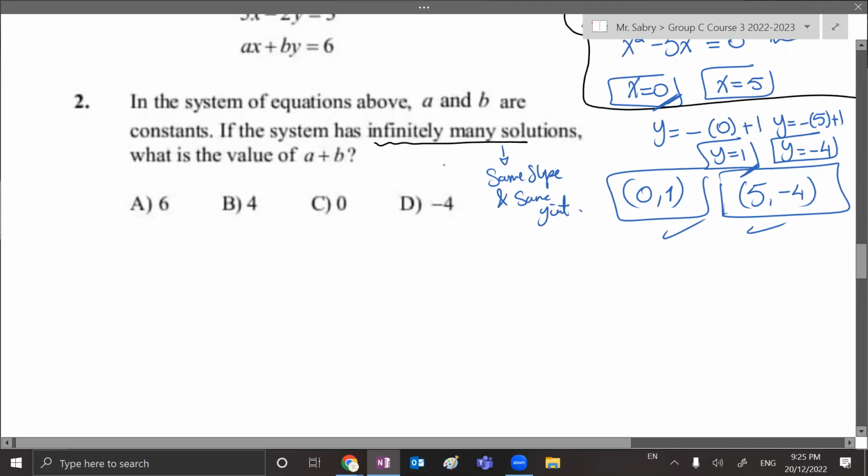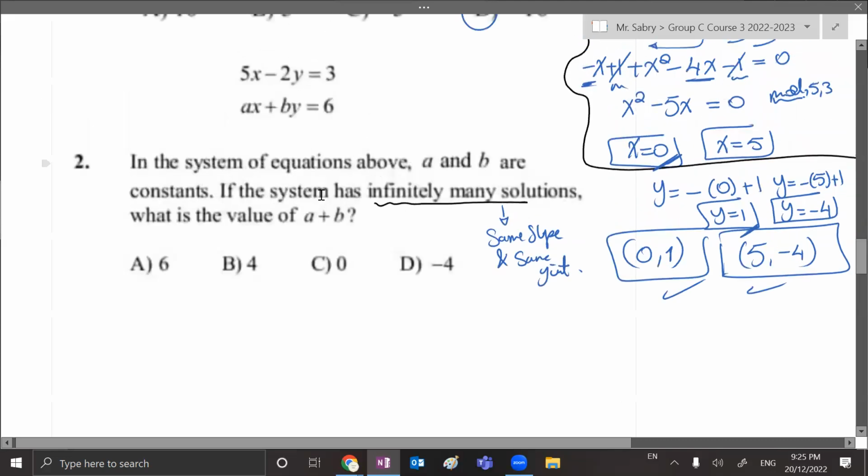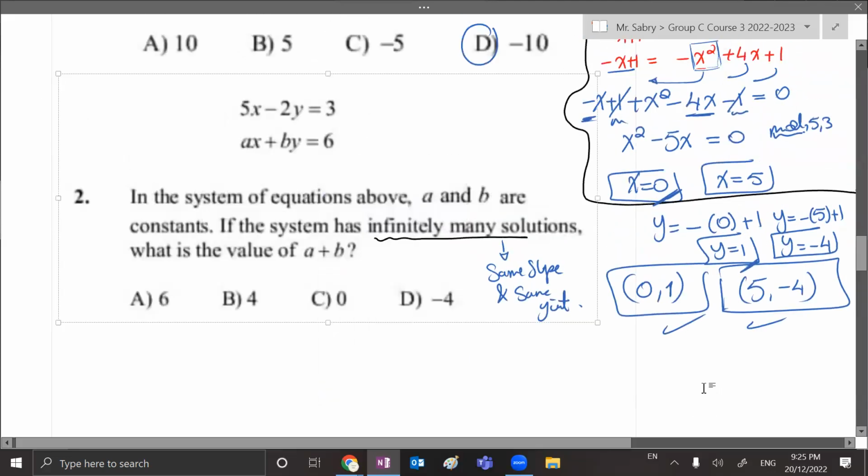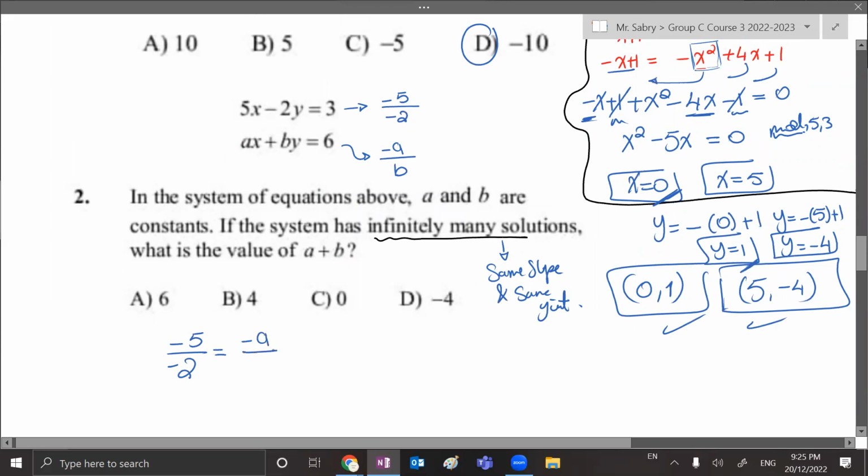So هعمل نفس الحاجة، هجيب السلوب من الأولاني والواي انترسبت من الأولاني والسلوب والواي انترسبت من التاني وأعملهم equal. So I'll start with the slope. السلوب هنا نيجاتيف الرقم اللي جنب الإكس over الرقم اللي جنب الواي. So negative 5 over negative 2 should be equals to negative A over B.